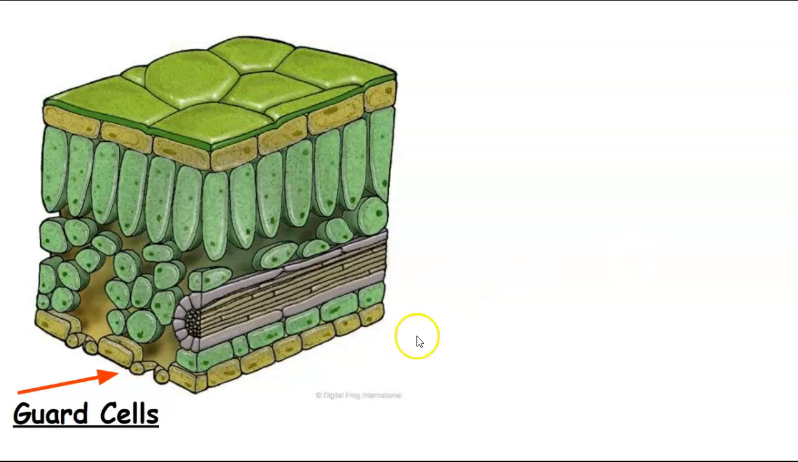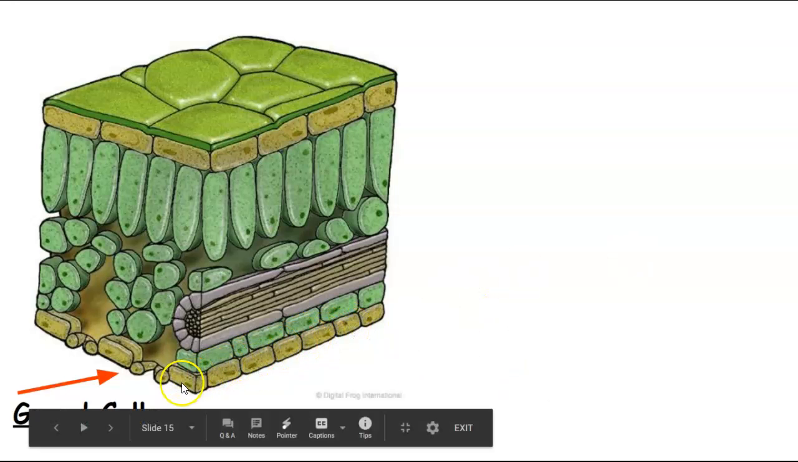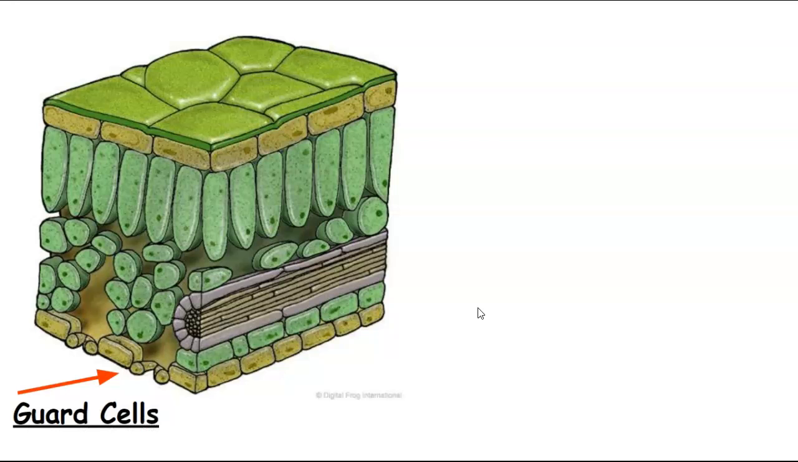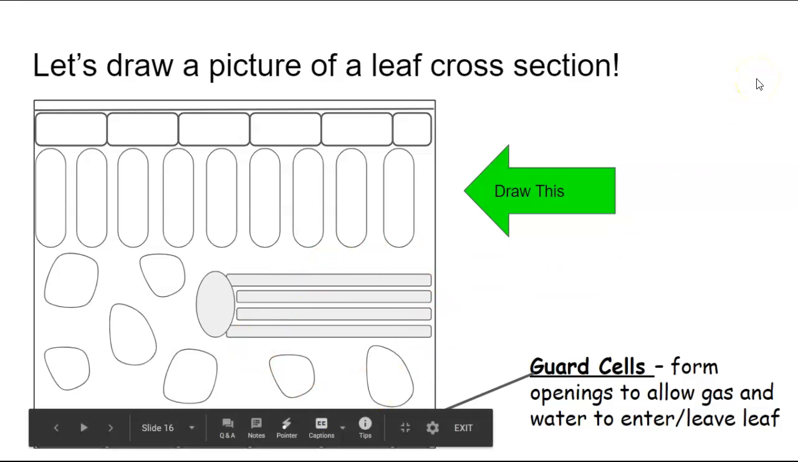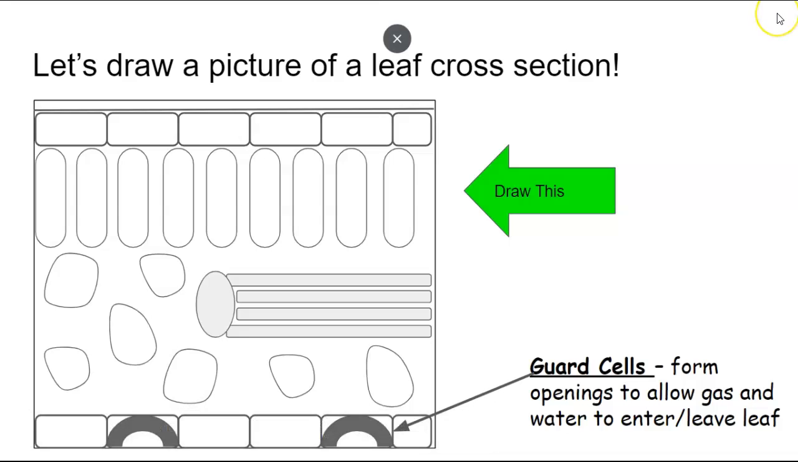All right, at the bottom of the leaf, okay, in this lower epidermis, we have something called guard cells. And it's exactly what it sounds like. They're going to guard, okay, and they guard against water loss, okay? So what we're going to draw, let me move my cursor so you guys can see that. You can just draw some U-shaped cells on the bottom. What happens is they open and close, okay? And these guard cells form these openings. They make these openings to allow gas and water to enter the leaf and to leave the leaf.